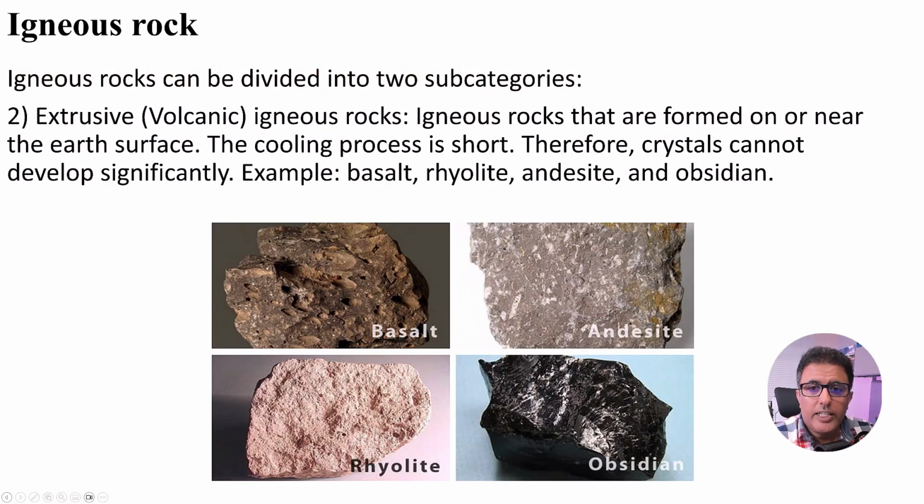If the cooling process is very fast, we're going to have extrusive or volcanic igneous rocks. In other words, if the cooling process happens close to the surface or on the surface, then we're going to have extrusive rocks and there are no crystals. Examples: basalt, andesite, rhyolite, and obsidian.